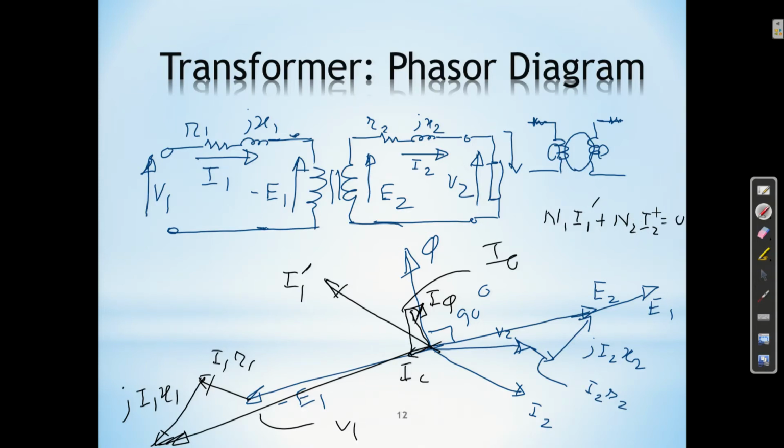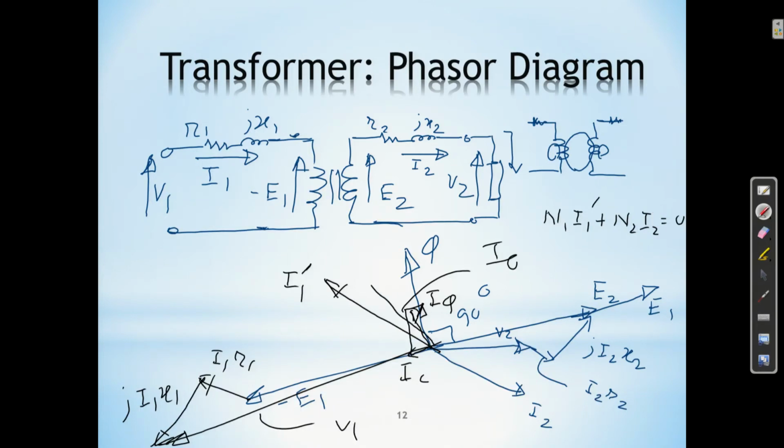So originally in the transformer, I0 current was flowing. Of that, IC is a core loss component, I phi is a magnetizing component that was always there to produce a flux. But when the transformer was loaded, immediately there is a component coming in, which is I1 dash, to cancel the load MMF such that the flux remains the same, which is actually produced by I phi. So, what then will be the current in the primary side? I0 plus I1 dash.